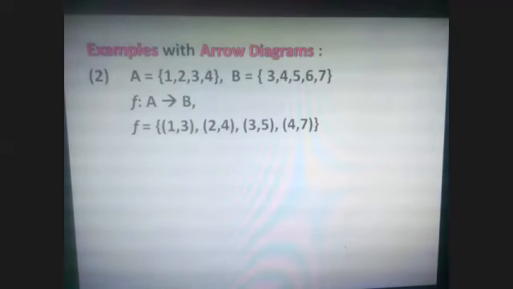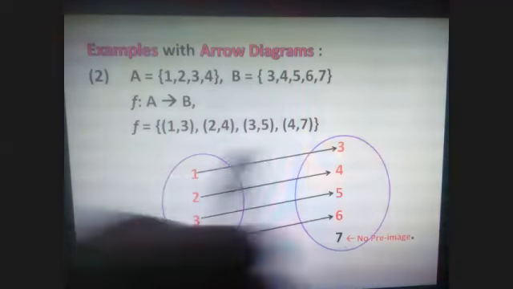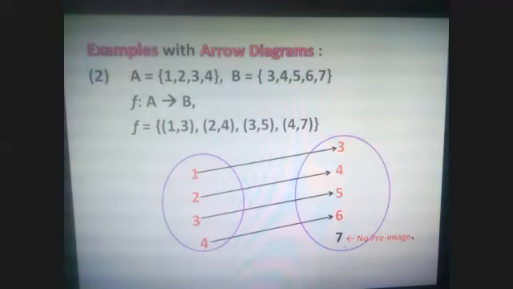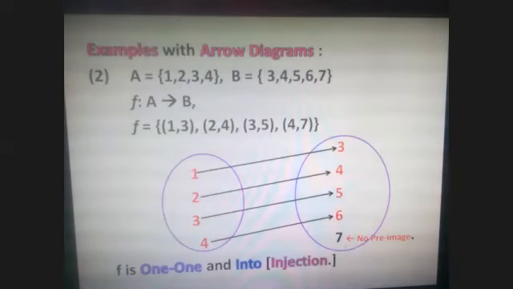A is 1, 2, 3, 4. B is 3, 4, 5, 6, 7. The function from A to B is 1 to 3, 2 to 4, 3 to 5, 4 to 7. Let us see the diagram. Well, it is one to one. There are no 2 elements with the same image, so it is not many to one. Again, it is not onto because there is no pre-image for 7. It is onto if all the elements in B have a pre-image. So it is one-to-one and into, not onto. Are you getting what is onto, what is into?